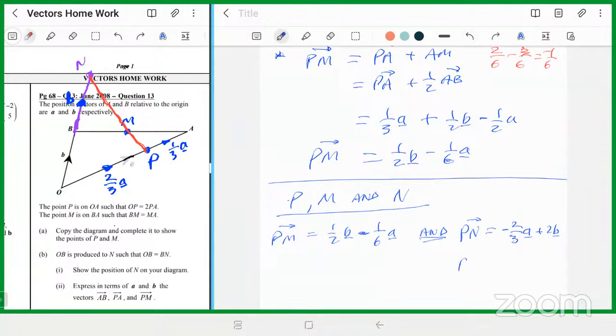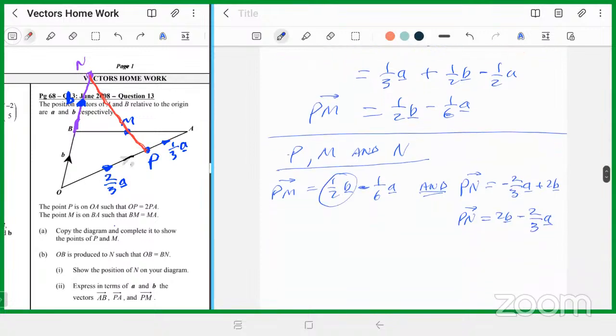So I'm going to write it instead as PN equals 2b minus 2/3 a. So we have the b first, a second in that one, b first, a second. Now I want to show that these two vectors are parallel, and P is going to be my common point. To show that three points are collinear, you have to show that you have parallel vectors between them with a common point. One of the points will be common. But you have to show that these two vectors are parallel first.